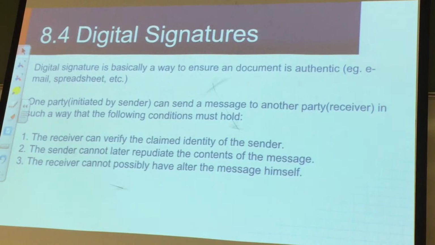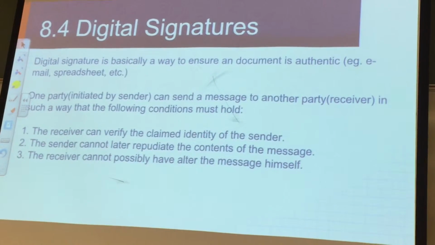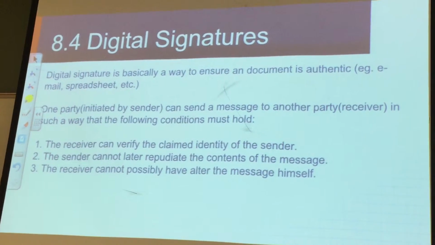Let's say you send a check for $100 and you want to change it to $50. That's the whole point of having a signature, that you cannot change the content as soon as it was sent to the receiver. The third one is kind of the opposite. If you receive a check of $100, you cannot change it to like $100,000. So that's the point of having a signature.